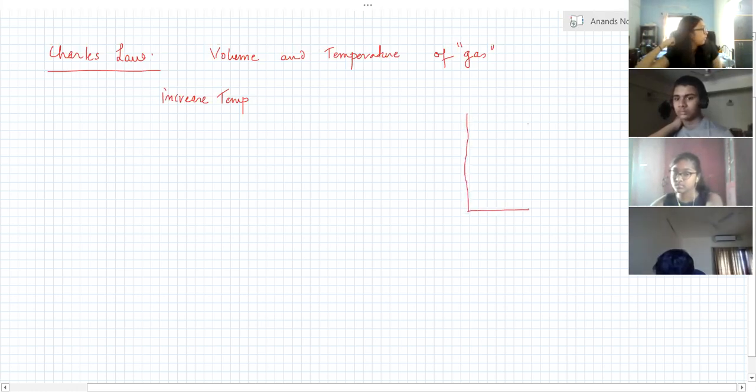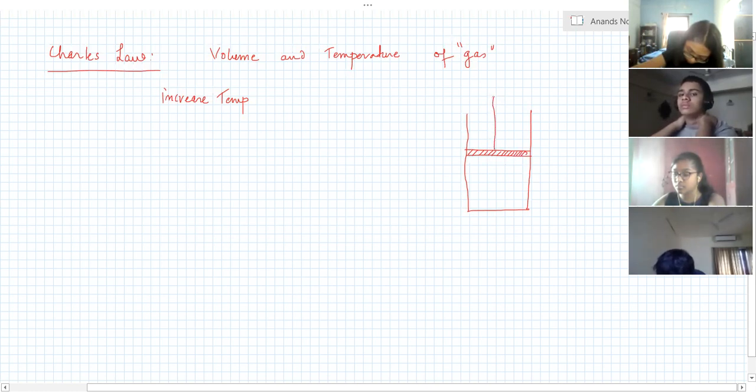Supposing you have a piston cylinder arrangement, right? This piston is the one which I'm marking in the shaded line.